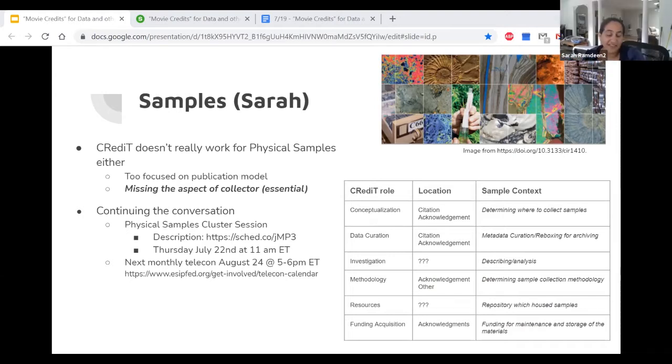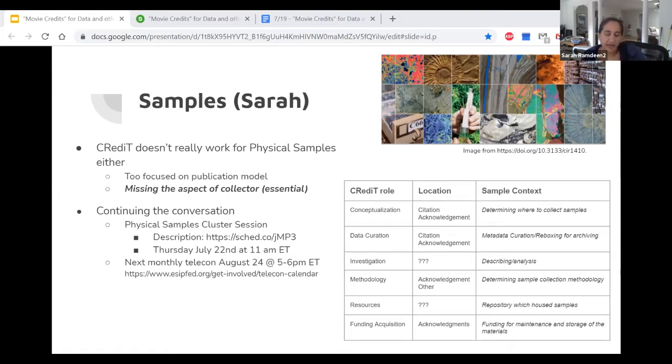So it was interesting. I won't recap everything that Mark and Ruth said, but it was kind of similar findings for physical samples. Credit just doesn't really work. I really like Ruth's analogy of the square peg, round hole, that there are some roles that we could find a way to make work if we really pushed it, but they didn't really capture the things that are important when managing or dealing with samples. For example, one of our key aspects is the collector who went out and collected the sample, and that doesn't really fit anywhere within the CRediT roles.